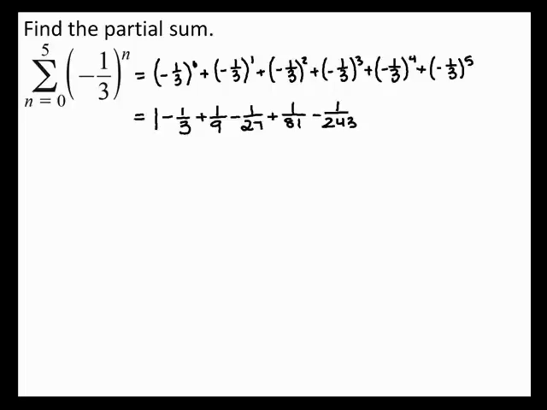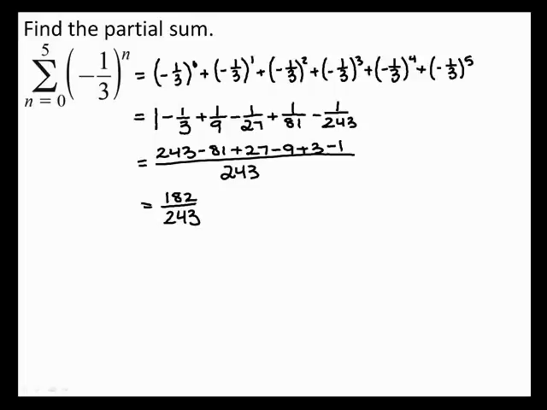Multiply the fractions by the least common denominator. Simplify 243 minus 81 plus 27 minus 9 plus 3 minus 1. You find that the sum from n equals 0 to n equals 5 of negative 1/3 to the n is 182 divided by 243.